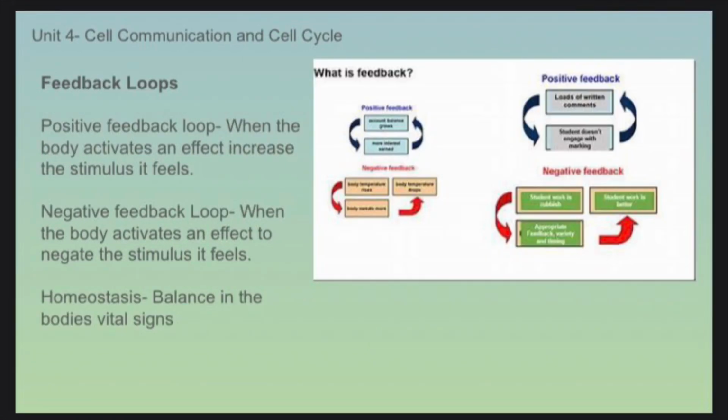Okay, so here's something simple to learn. Feedback loops. A positive feedback loop is when the body activates an increased stimulus it feels. So like if you get a cut, your body will send platelets, an extra rush of blood, to that area instead of slowing it down. A negative feedback loop is when the body tries to negate the effect of that stimulus. So like if you're too cold, it will try to warm you back up. And this all ties into homeostasis, which is the balance in the body's vital signs.